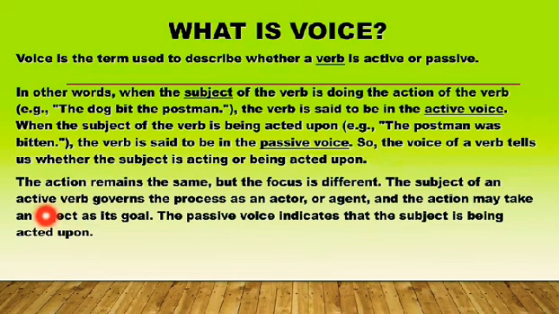The subject of an active verb governs the process as an actor, an agent, and the action may take an object as its goal. For finding out the object, we already know, we just have to question the verb with what. If you see here, the dog bit the postman. If you ask what did the dog bite, or whom did the dog bite, we get the answer, the postman. So here the dog is acting as an agent and the action is taking a goal, the postman. That is it. So the passive voice indicates the subject is being acted upon.